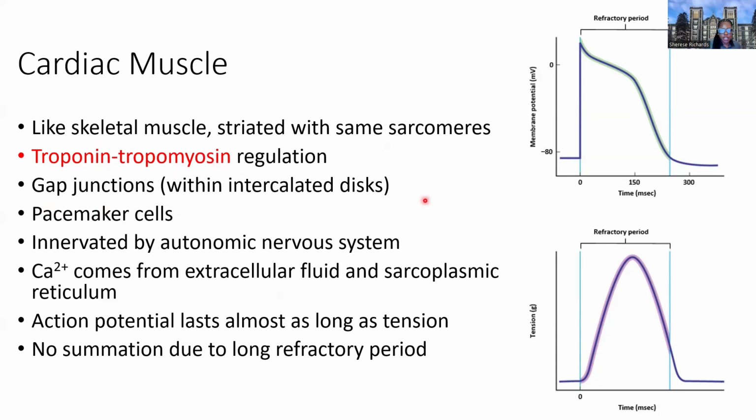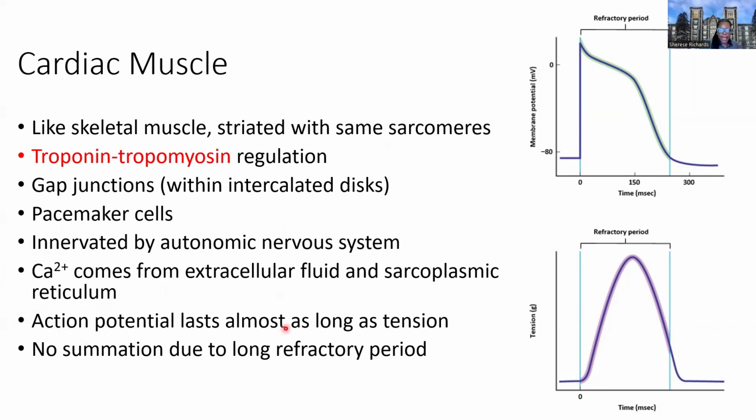We're going to see gap junctions, and gap junctions is a feature that's shared with single unit smooth muscle. Again, notice the comparisons between single unit and cardiac. There's a lot of similarities across both of those. We're going to see pacemaker potentials. We're going to see the innervation by the autonomic nervous system. And then the calcium here is also going to come from the extracellular fluid and the SR, the so-called calcium-induced calcium release, is going to be a feature that we see in both smooth and cardiac muscle as well.